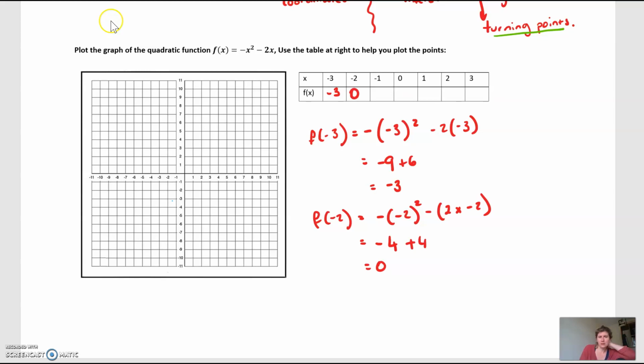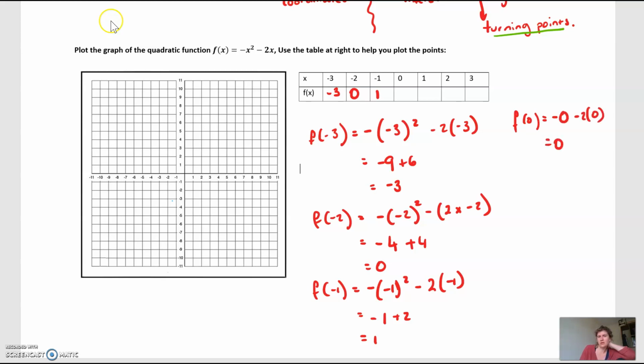All right. Next one, f of -1. It's -1 all squared minus 2 times -1, so you've got -1 plus 2, so that's +1. At 0, f of 0 equals -0, which is just 0, minus 2 times 0, which is 0, so that's there. Okay, f of 1 is -1 squared, minus 2 times 1. -1 squared is -1, minus 2, so that's -3.